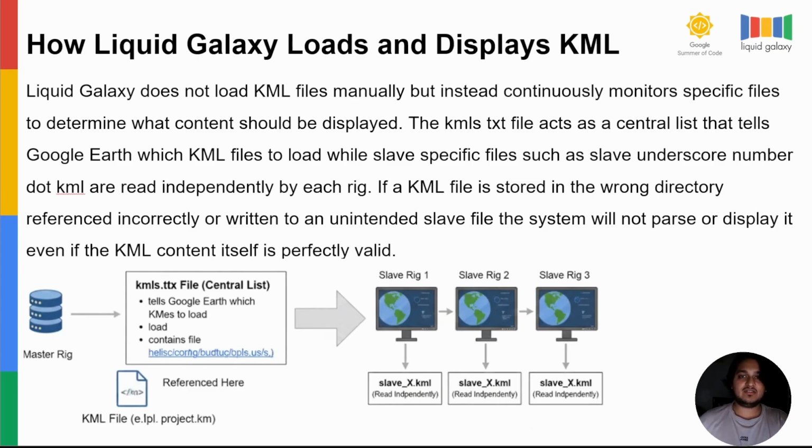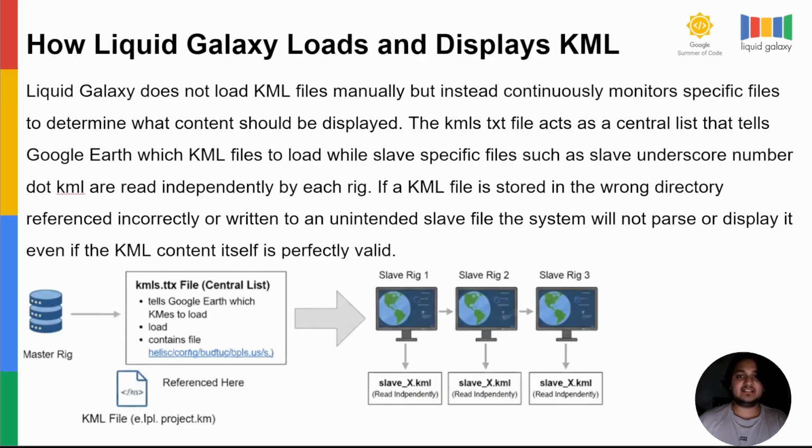Each screen or each rig has its own dedicated file, such as slave underscore number dot kml. For example, slave_1.kml, slave_2.kml, slave_3.kml, and so on. Each of these files is read independently by its corresponding Google Earth instance. This design allows different screens to display different content at the same time, which is one of the main strengths of Liquid Galaxy. However, this architecture also introduces a very important class of errors.